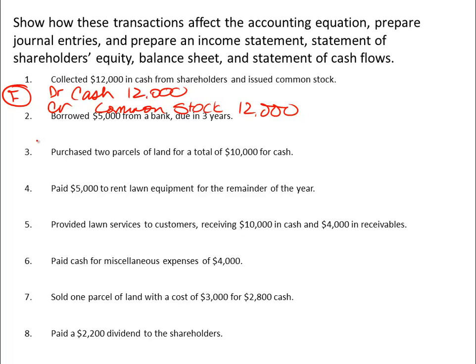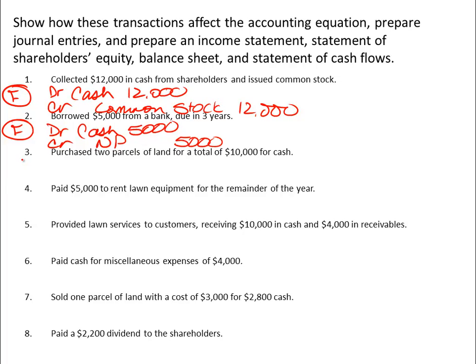Borrowed $5,000 from a bank due in 3 years, that's a long-term liability. So when we borrow money, we debit cash because we receive cash of $5,000, and we're going to credit note payable or long-term note payable for $5,000. Since it's a long-term liability, it also would be a financing activity as far as cash flow is concerned.